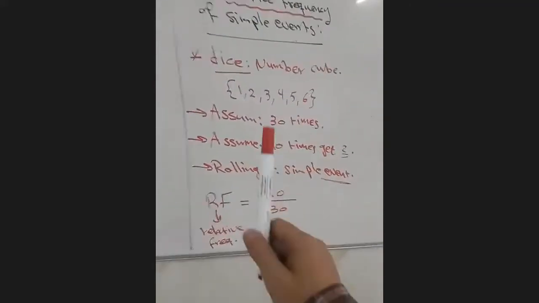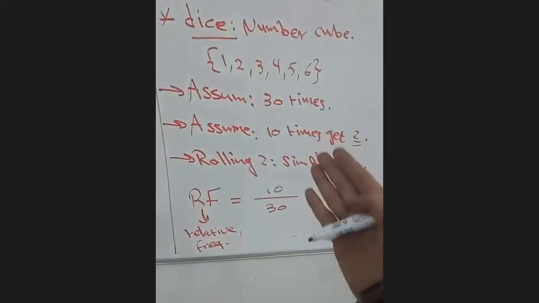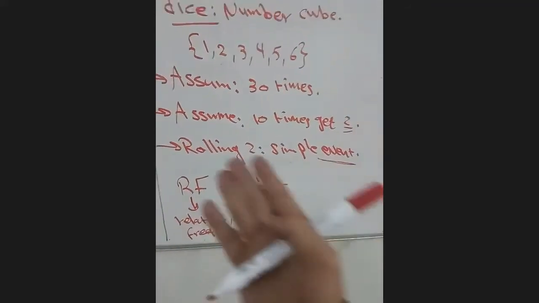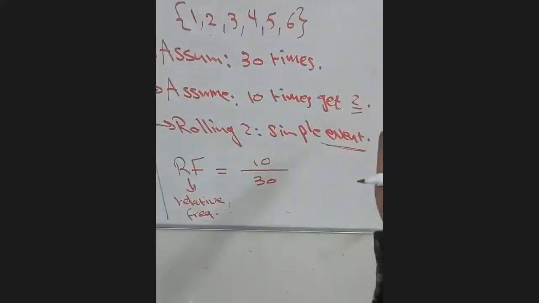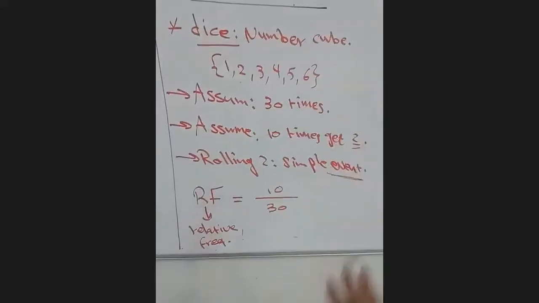So I have the number cube. I flipped it 30 times. After the 30 times, I record how many times we get 2. Why 2? It is only a question. I can ask about 5, 6, 3, any number.